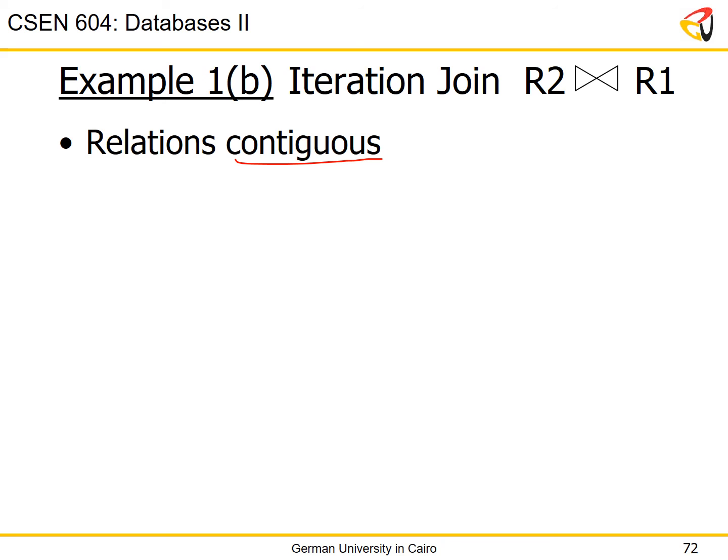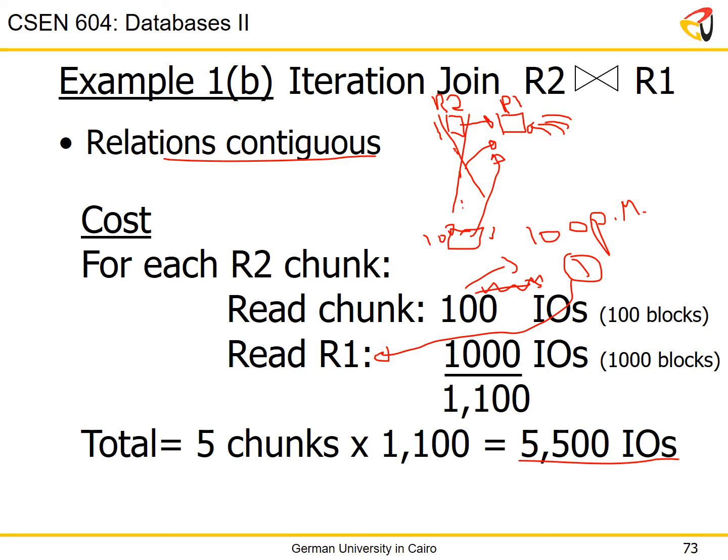What if the relation is contiguous? Contiguous is a big advantage because that means I will spend one IO to read a page, not a row. So let's do the calculations again, but thinking now that one IO means a page. I will just apply the last strategy we've seen, which is to chunk the smaller relation of the two. Now, when I put in a chunk of R2, I will spend 100 IOs.